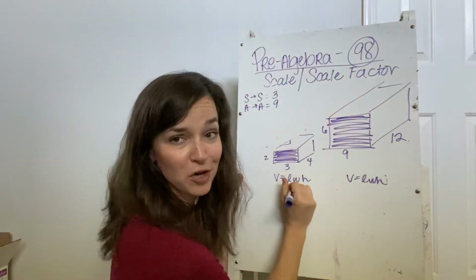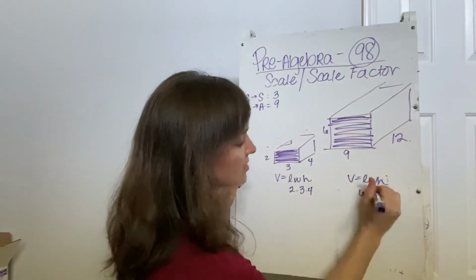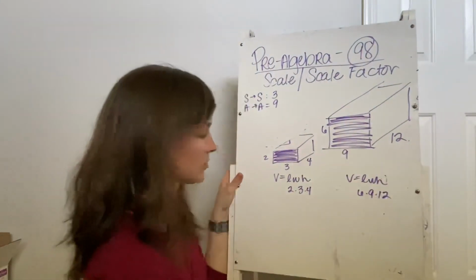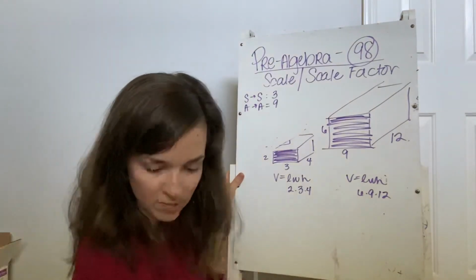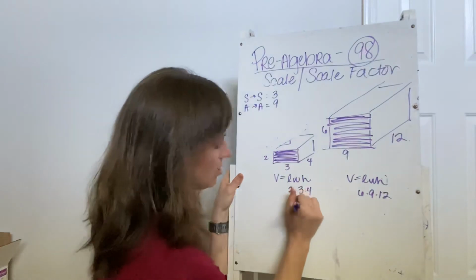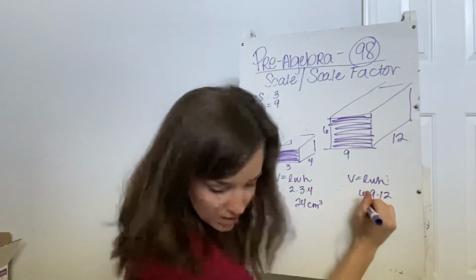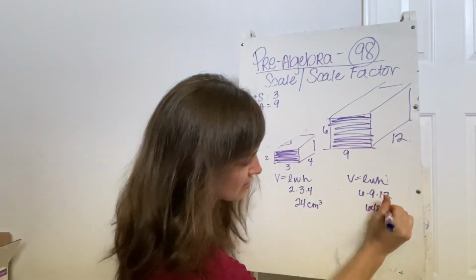This is getting to be too long of a video, sorry guys. 2 times 3 times 4, 6 times 9 times 12. Okay, so we multiply all that out. This one is gonna give us 24. Remember, we could say centimeters cubed. And then this one is gonna give us 648 centimeters cubed.